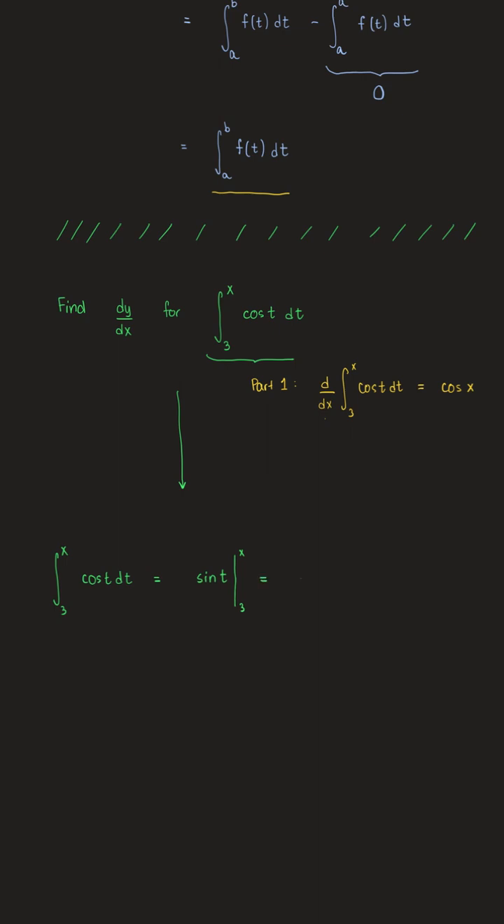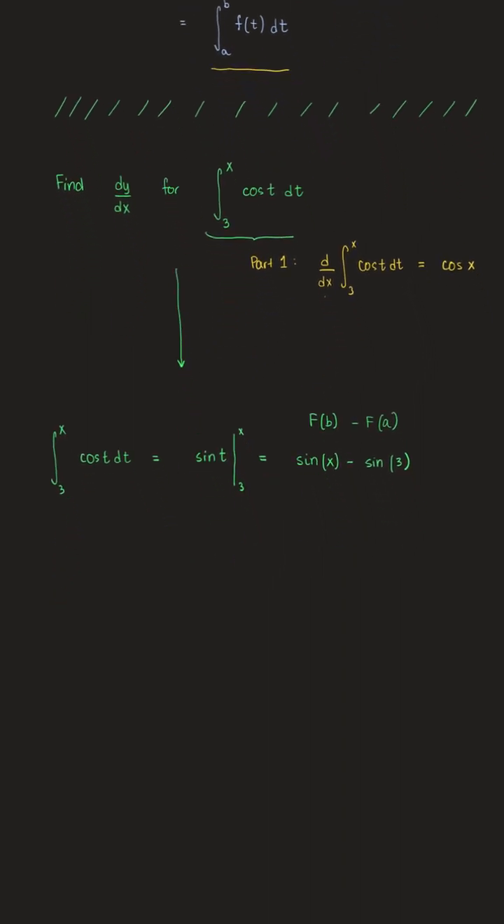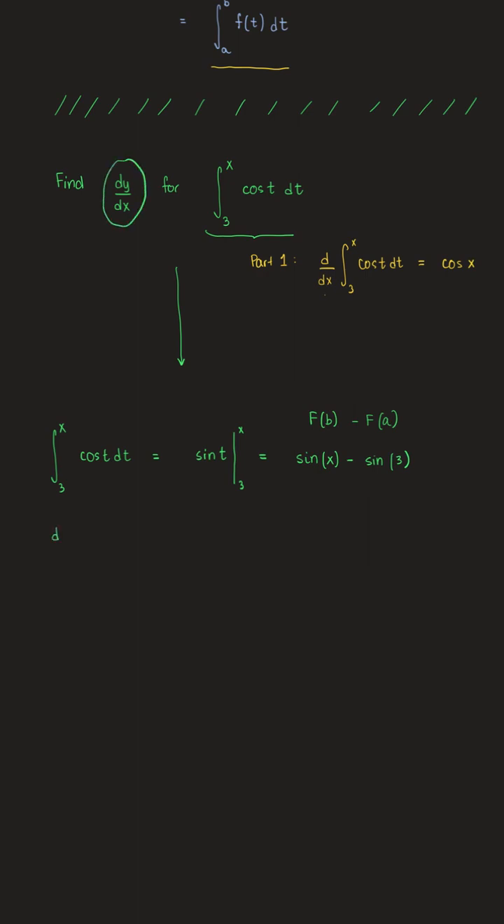And so this is going to be sine evaluated at the upper limit, so sine evaluated at x, this is capital F of b, minus capital F of a, so minus sine evaluated at 3. That's the result of integrating this, but now I actually want to find the derivative of this function. So if we differentiate with respect to x, sine x minus sine of 3, the derivative of sine of x is cosine x, and the derivative of sine of 3 is a constant, so that's 0. And then we get the result, which is cosine x, which is what the first part of the fundamental theorem was telling us. That's what we obtained here.